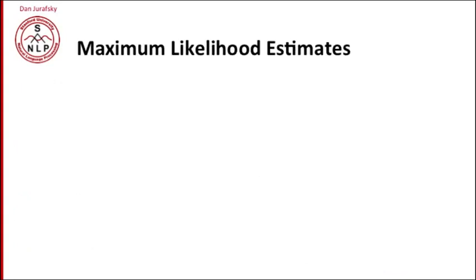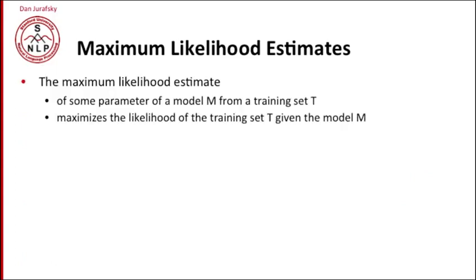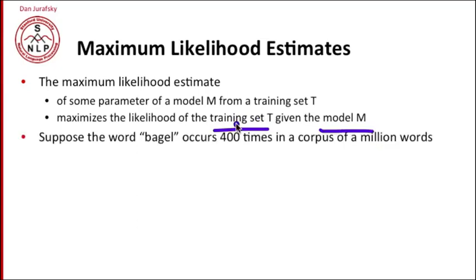I keep using the term maximum likelihood estimate, and let's just remind you what that means. The maximum likelihood estimate of some parameter of some model from a training set is the one that maximizes the likelihood of the training set given the model. So a maximum likelihood estimator that lets us learn a model from a training set is the one that makes that training set most likely. What do we mean by this?